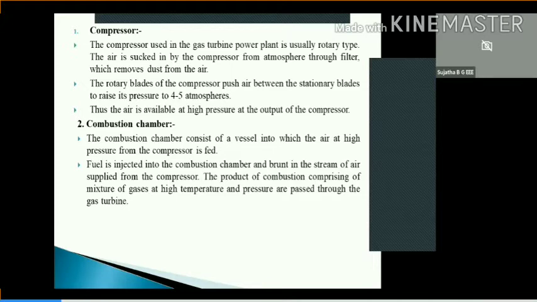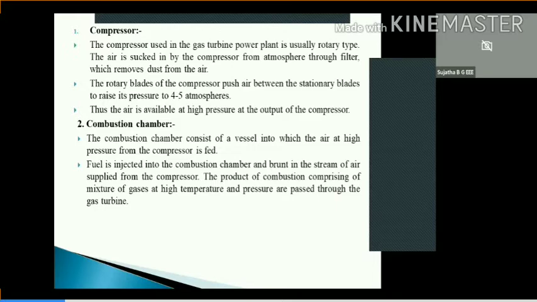So that dust particle should not be allowed to flow to the combustion chamber. So that has to be filtered, which removes dust from air. Then rotary blades of the compressor push air between the stationary blades to raise its pressure to 4 to 5 atmosphere. See, the pressure of the air is raised to 4 to 5 atmosphere. So thus the air is available at high pressure at the output of the compressor, that high pressure air is injected into the combustion chamber.